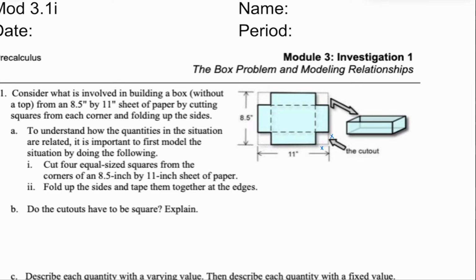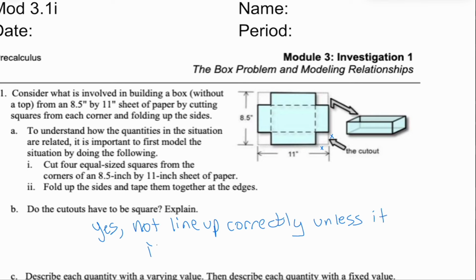Now, question B says, do the cutouts have to be a square? Well, think about if you did not make them a square, it would not make a box. So it would not line up correctly unless it is a square.